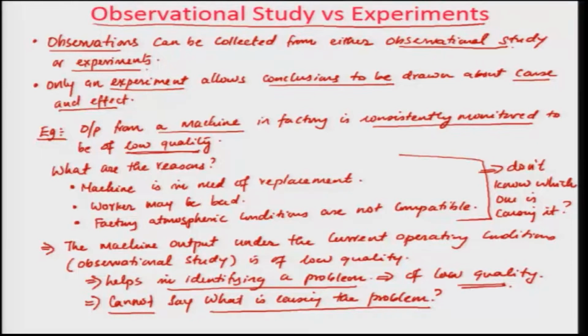Such a study is what we call an observational study, where it is able to identify what the problem is, but not able to identify what the cause of the problem is. Only an experimental study allows you to draw conclusions about cause and effect, or what is the one factor that is driving the low quality output of the system. Continuing the discussion, let us now see what will happen with experimentation.